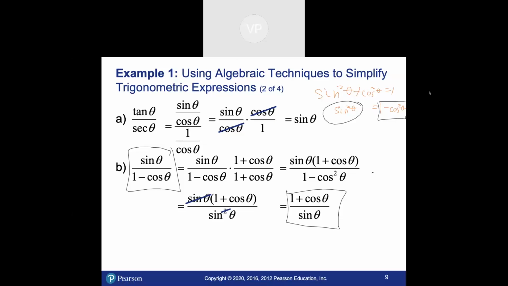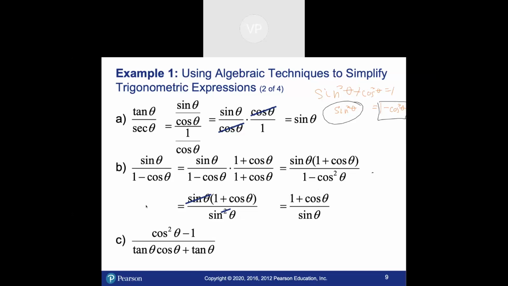All right, next example. We have an even more different problem: cosine squared minus 1 all over tangent cosine plus tangent. As you go through this, you have to look and see what you have here. I'm going to leave this up here for a reason. Be careful: cosine squared minus 1 is not the same as 1 minus cosine squared. They're close, but they're not identical. We'll get to that in a second. Just be aware that it's close; there's a similarity, and you'll see where it comes from.